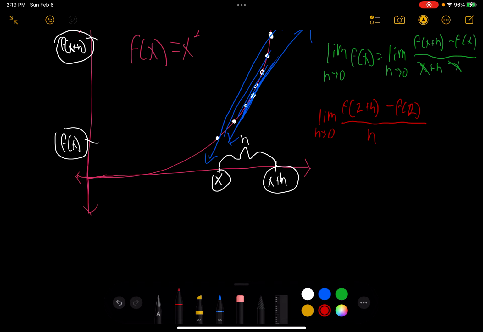So logically speaking, we should just continue down. f of 2 plus h is really just 2 plus h all squared, minus f of 2, which is really just 2 squared.